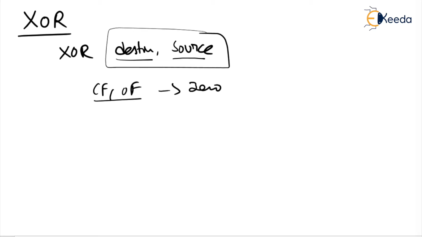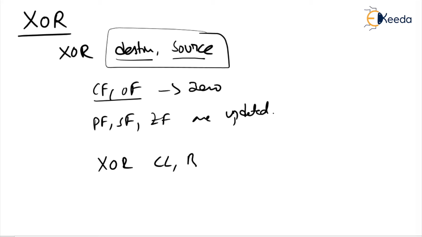And what flags will be updated? Parity flag, sign flag, and zero flag are updated. Right? Now we'll go for the example. XOR example. Simple, same. XOR CL, BH. That means BH is exclusive-ORed with the byte in CL. The result will be stored in CL, but BH will not be changed. Right? Now coming to the next instruction.